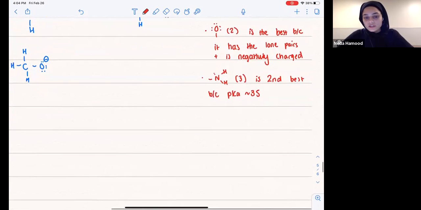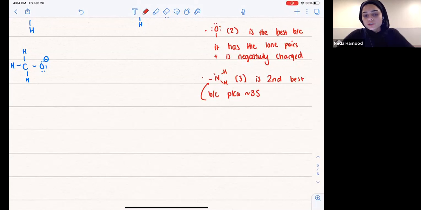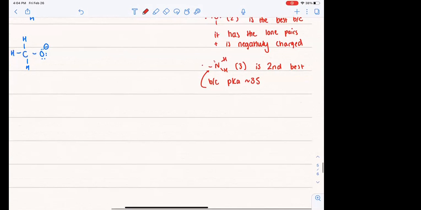But even if you didn't know that, we know NH2, what kind of base is that? It would be a stronger base, right? Because it's a conjugate base of a very weak acid. So compared to OH, which one would be a stronger base, NH2 or OH? OH.